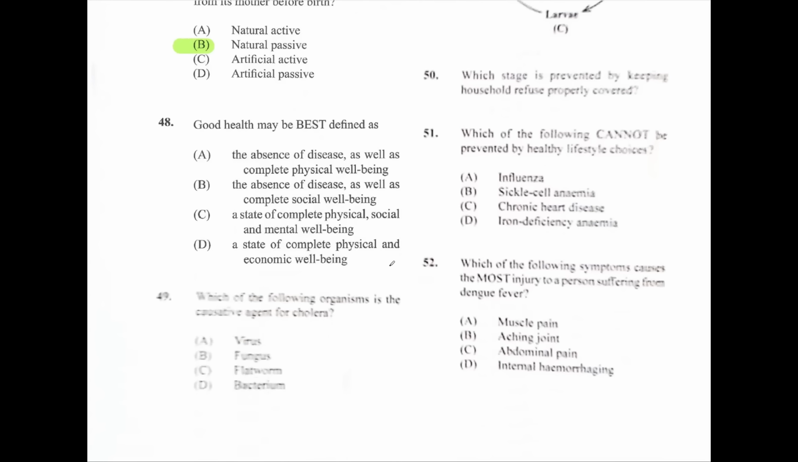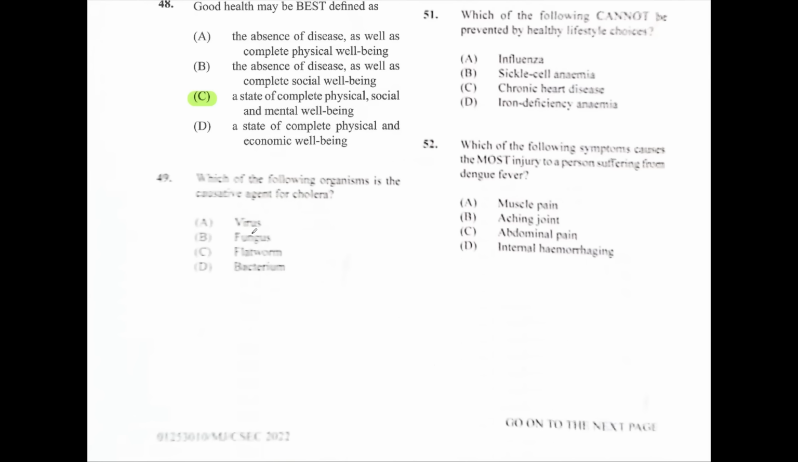48, good health may be best defined as, remember there needs to be 3 things to the definition of good health: social, mental, and physical. Which one is telling us that? We're going with C. It has the social, it has the mental, it has the physical.